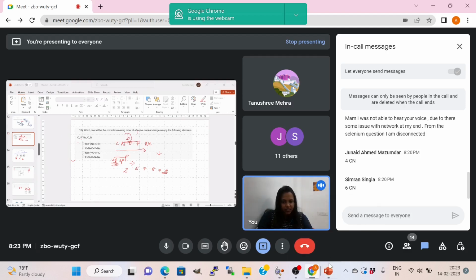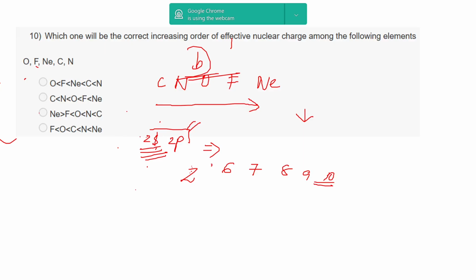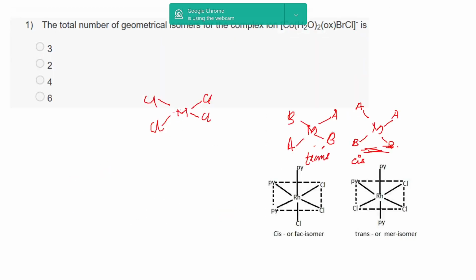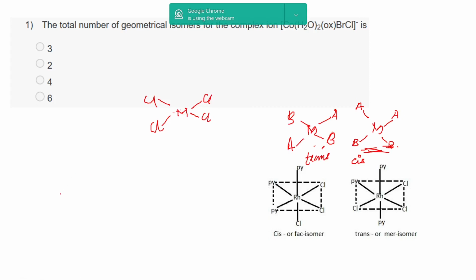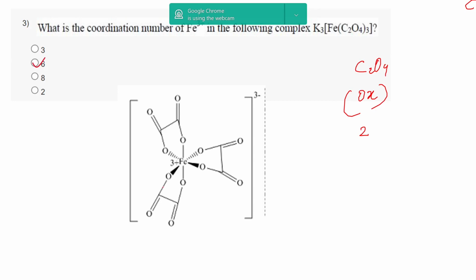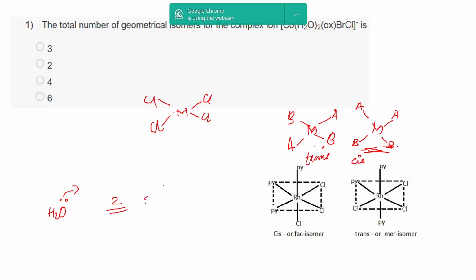Okay, 4 CN, 6 CN. So here we have H2O. H2O will be bonding through the oxygen. So we have two H2O, so from the H2Os the coordination number is 2. Then oxalate, as I said, each oxalate has two oxygen donors. So oxalate is also giving 2. Then there is bromine and chlorine, each giving 1. So essentially the coordination number is 6. 2 plus 2, 4 plus 2, 6. Okay, is it clear?